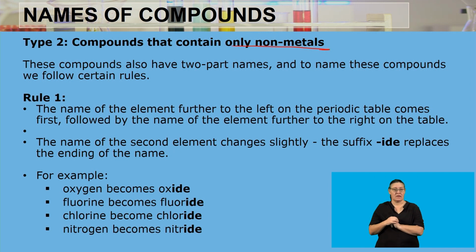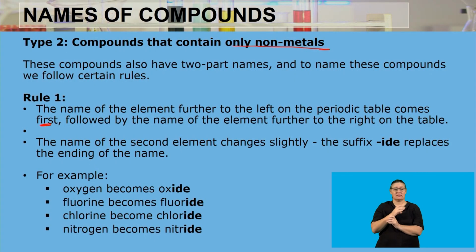Rule number 1. The name of the element further to the left in the periodic table comes first. So we have the nonmetals. We know that the nonmetals are located on the right-hand side of the periodic table. But within the right-hand side, we have elements that are a bit to the left of the periodic table. And then we're going to name that particular compound starting with that particular element that is further to the left. Then you're going to be followed by the name of an element further to the right of the periodic table. So it's left, right, always.